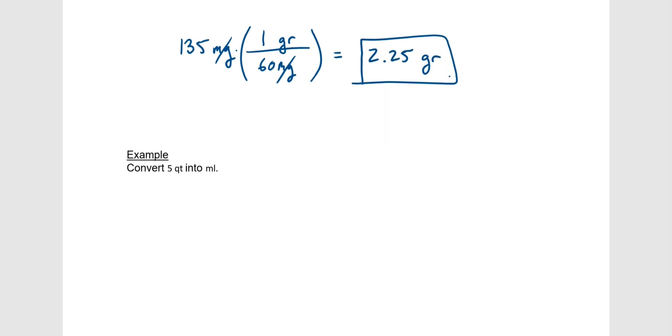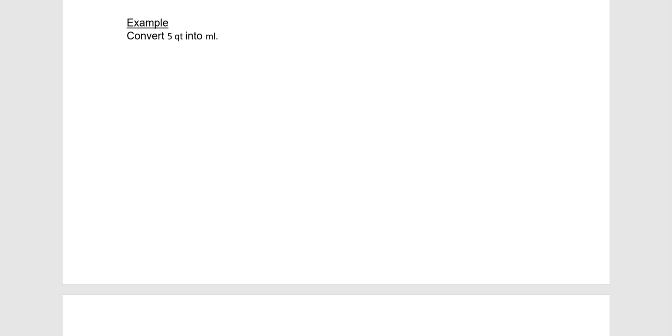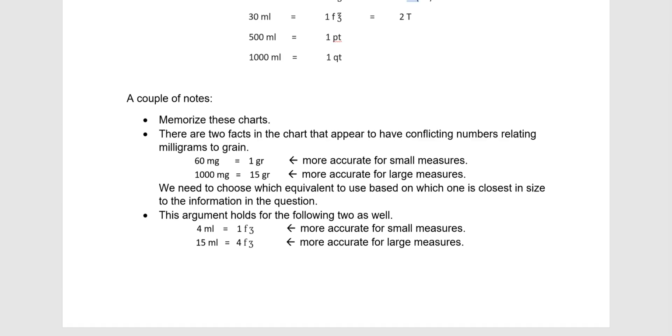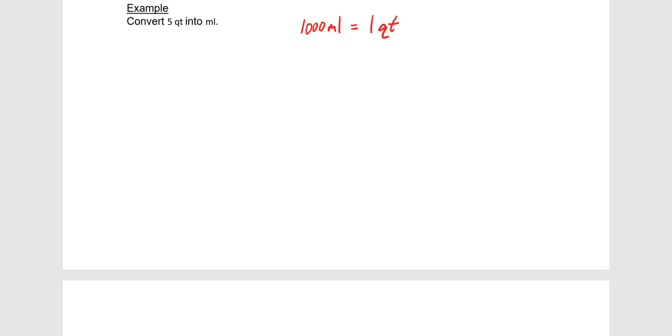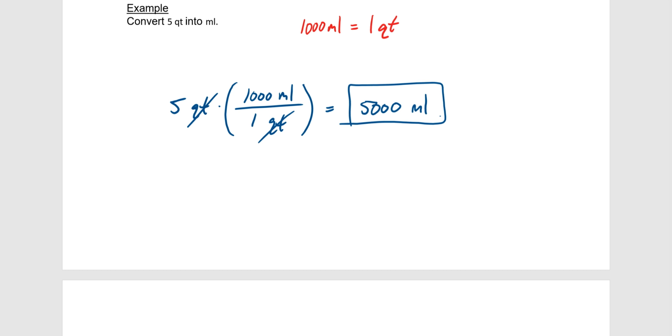Okay, and then the last one for these ones, let's do 5 quarts into milliliters. So taking a look up at the conversions, quarts to milliliters, that's right here. So 1,000 milliliters equals 1 quart. Let's write that down. So this is another one that we should be able to do without any work, because we're going from 5 quarts to milliliters. 1 quart equals 1,000 milliliters. So all we have to do to get from 1 to 5 is multiply by 5, which means we have to multiply the milliliters by 5 also, which would be 5,000 milliliters. So I'll just write down the work real quick. So setting that up, we get 5,000 milliliters is 5 quarts.